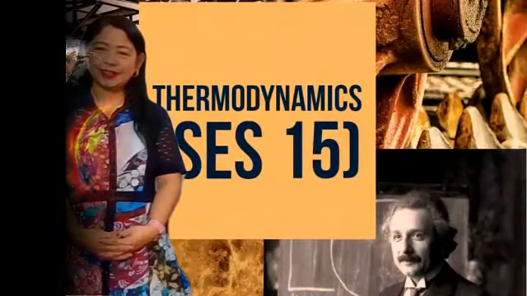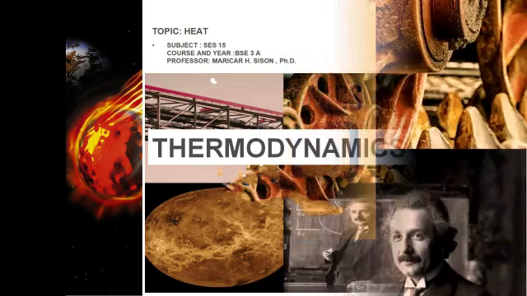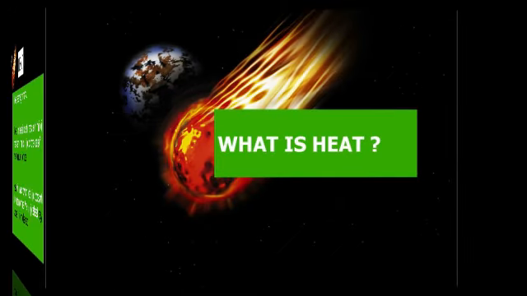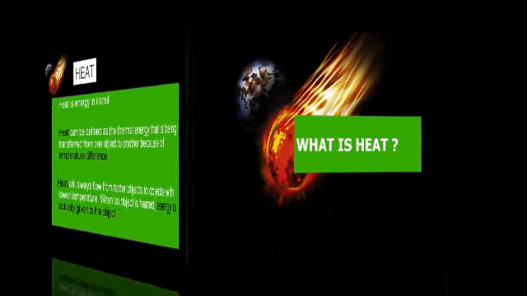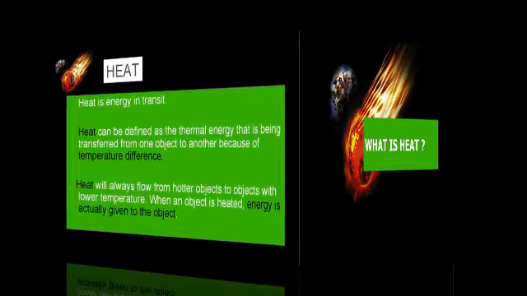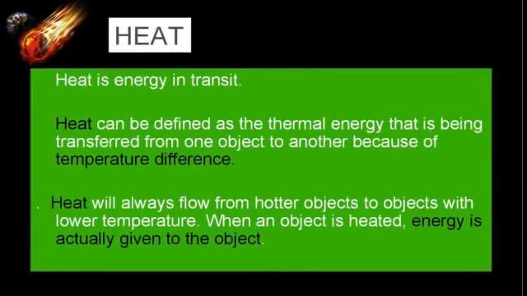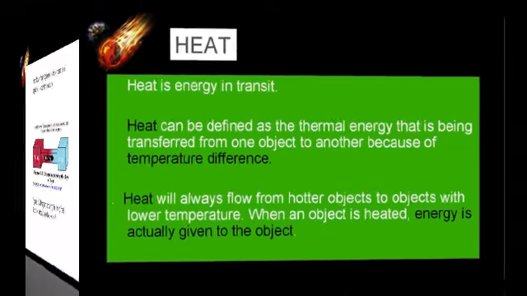Today, we're going to discuss heat and specific heat capacity. What is heat? Heat is energy in transit. Heat can be defined as the thermal energy that is being transferred from one object to another because of temperature difference. Heat will always flow from hotter objects to objects with lower temperature.